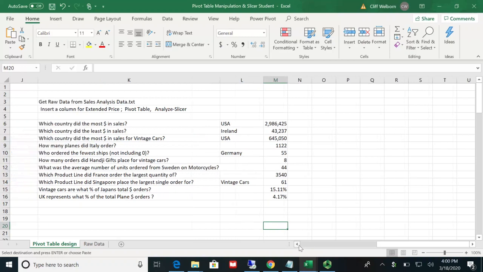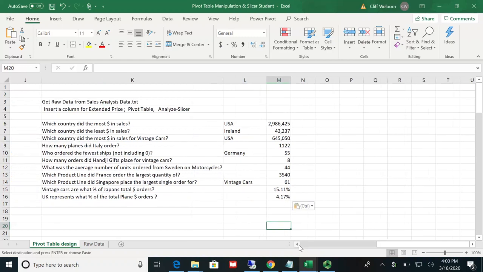Okay, and there we go. Now we've got our questions answered. So we had one pivot table and a couple of slicers, but we kept manipulating our pivot table, redesigning it to show us different pieces of information to answer the question that we were asked, or using our slicers to filter our information so that we only saw the information to answer the question that we were asked.